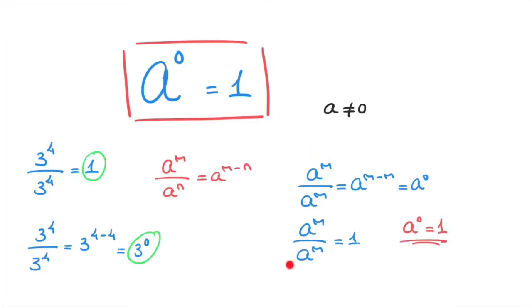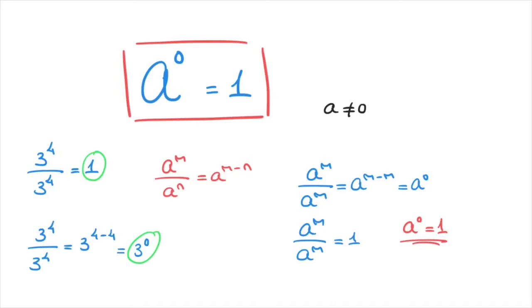This result also shows us why a cannot equal 0. This formula, in essence, is simply stating that any number divided by itself is equal to 1. But we cannot divide by 0. And so consequently, 0 divided by itself is undefined. And therefore, 0 to the power of 0 is also undefined.